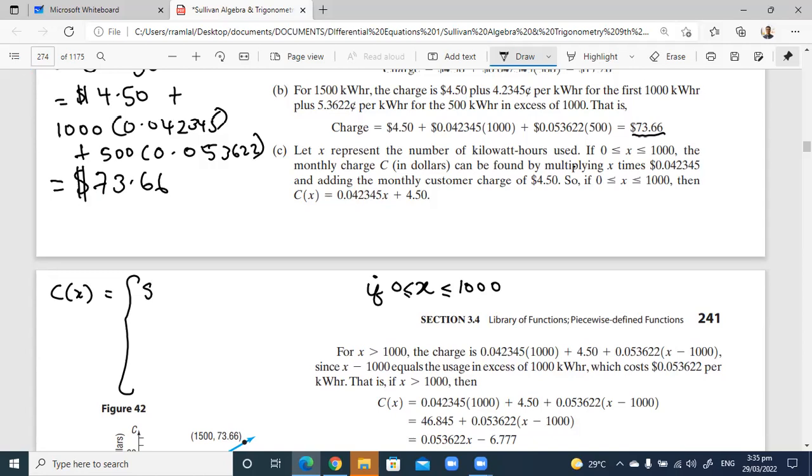And you have to pay what? For a bill where you burn 0 to 1,000, what must you pay? You have to pay $4.50 plus, you remember you're burning X, you'll be paying at the lower rate. What's the lower rate? 4 cents, 0.042345. And that's the first piece of the function, right? Any questions with that? Take a minute, see if you understand how I got that before we do the second piece.